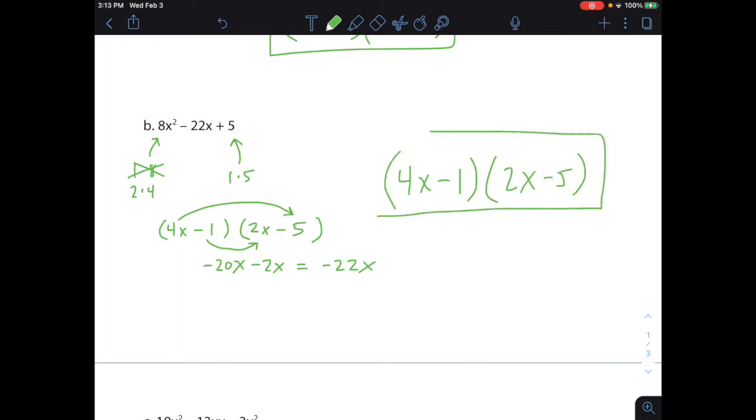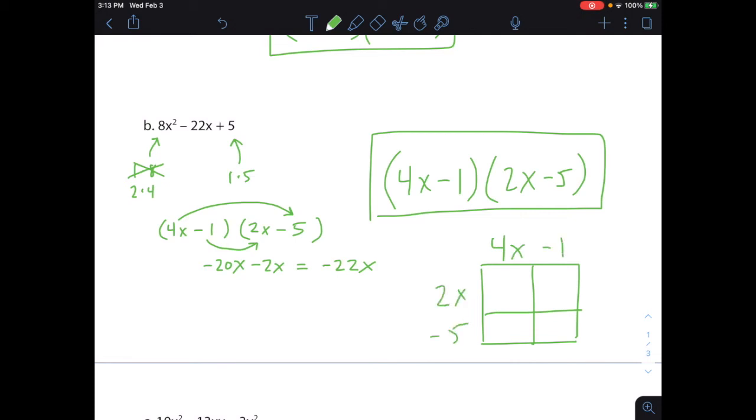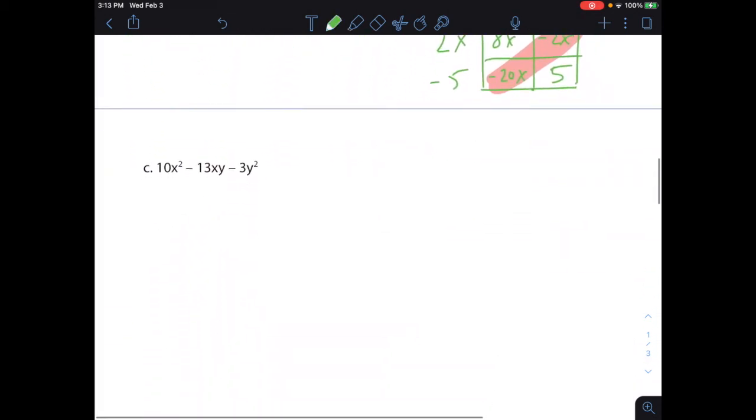And again, if you ever doubt yourself, set up that box, put one binomial on top, one down the side, and do all the multiplying. So we have 8x squared. That's what we want. We have positive 5 down here in the corner. That's what we want. And then we have negative 20x and negative 2x. When we combine those two together, it equals negative 22x. So you can always check your work with these. And that's the cool thing about this type of factoring.